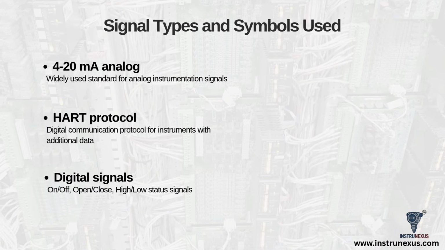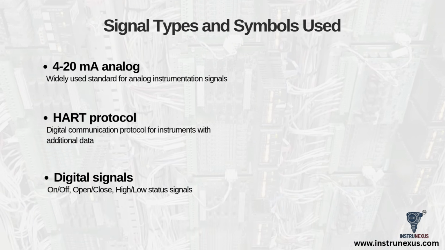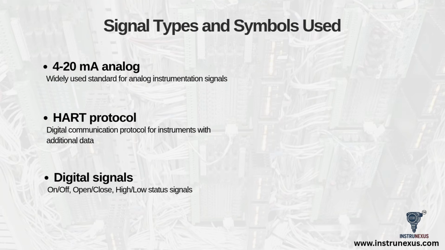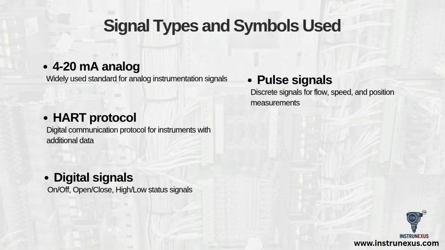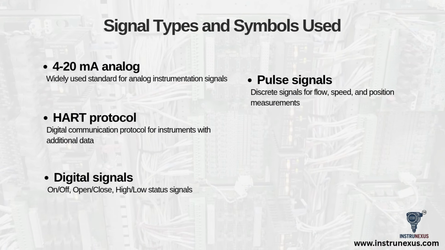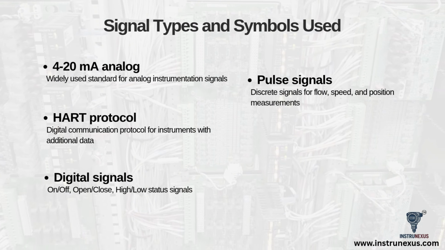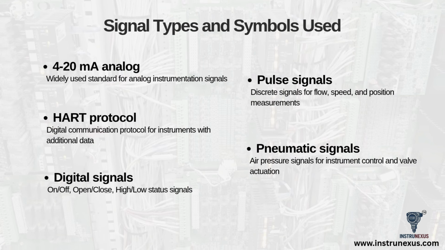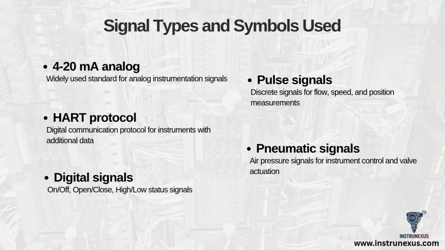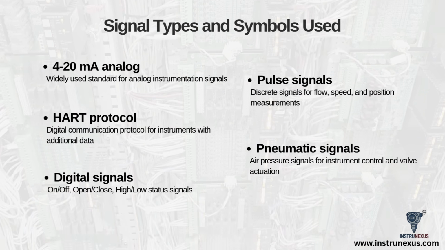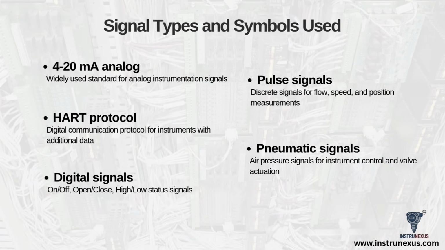We also have simple digital signals, which are basic on-off or open-close status signals from switches. Pulse signals are discrete signals often used for flow meters or speed measurements. And finally, we still use pneumatic signals, which are air pressure signals, most commonly used for the actuation and control of control valves. Each of these will have a unique line symbol on the diagram.